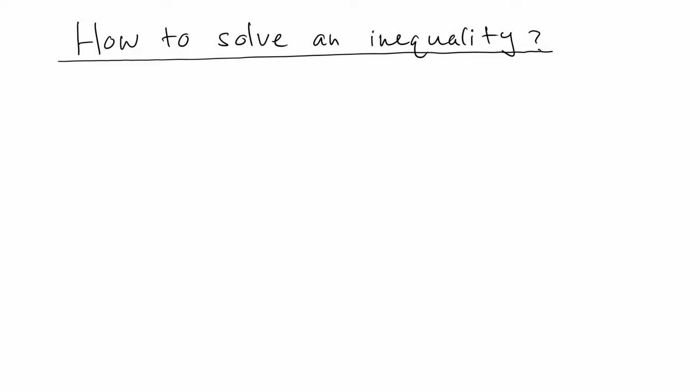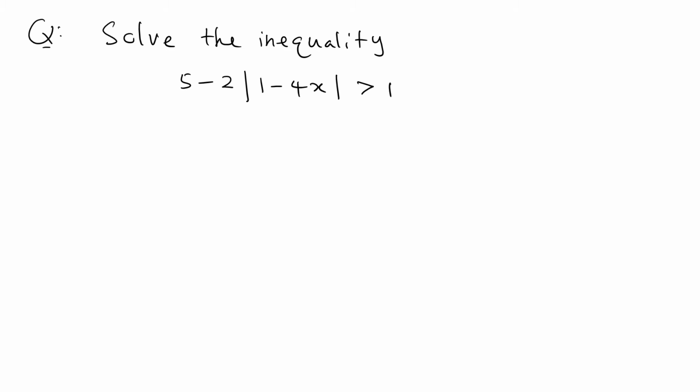In this video, we are going to learn how to solve inequalities with absolute value function. As a problem, let's look at this one. It says, solve the inequality 5 minus 2 times the absolute value of 1 minus 4x greater than 1. You can see that this inequality has an absolute value.